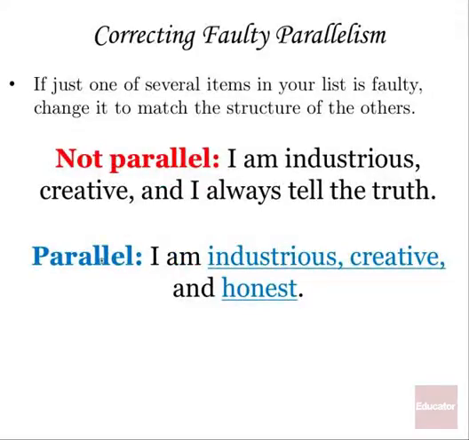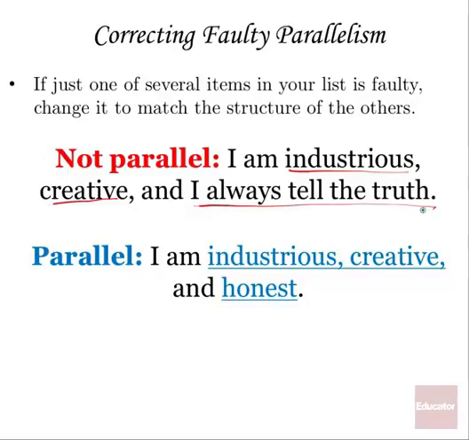All right, so how do you fix faulty parallelism? If you have one of those sentences that goes off the rails, what do you do? If just one of several items in your list is faulty, change it to match the structure of the others. So, "I am industrious, creative, and I always tell the truth." You could kind of hear that sentence derailing. You've got 3 items: industrious, creative, and I always tell the truth.